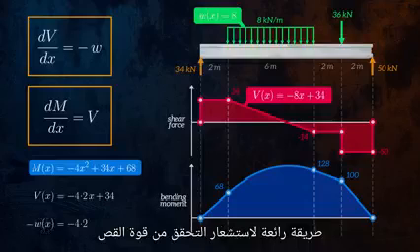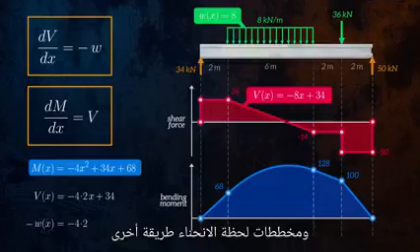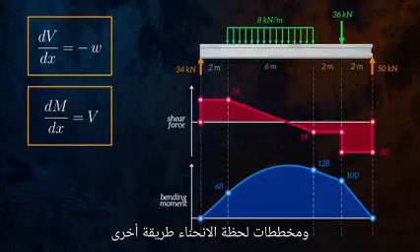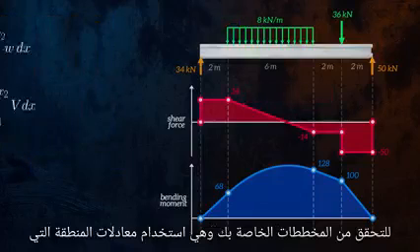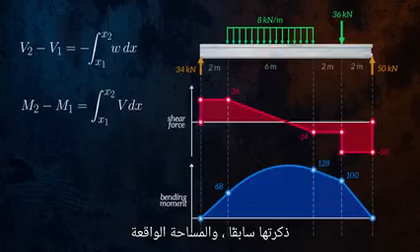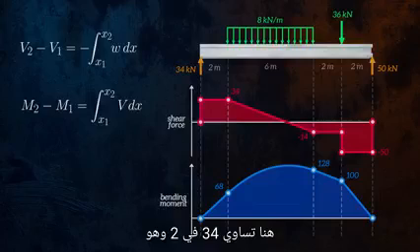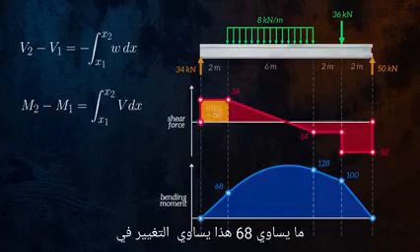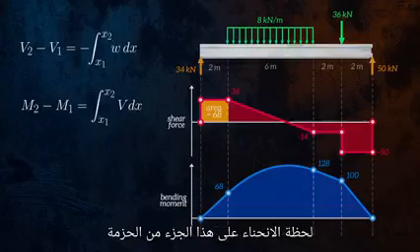This is a great way to sense check your shear force and bending moment diagrams. Another way of checking your diagrams is using the area equations I mentioned earlier. The area under the shear force curve, highlighted here, is equal to 34 times 2, which is 68. This is equal to the change in bending moment over this section of the beam.